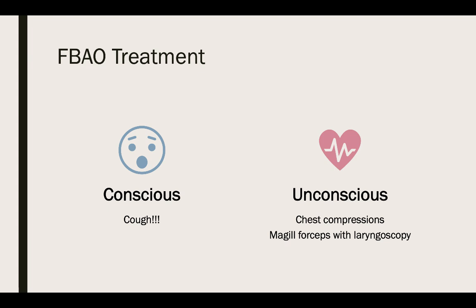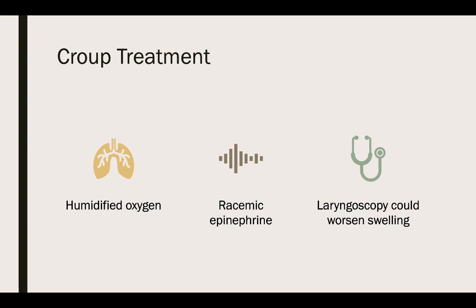If they're unconscious, we're going to go into our AHA CPR protocols and do chest compressions. As paramedics, because we're paramedics now, we're going to use our Magill forceps and our laryngoscope to go in. If we can visualize whatever that foreign body is and go in with our forceps, we can take that out. Well, what if it's not a foreign body? What if it's croup? What if it's epiglottitis? Well, we can do a couple other things.